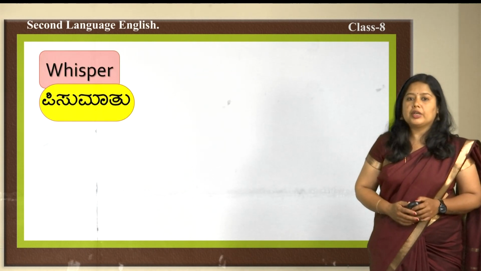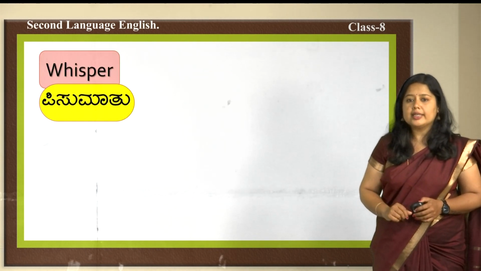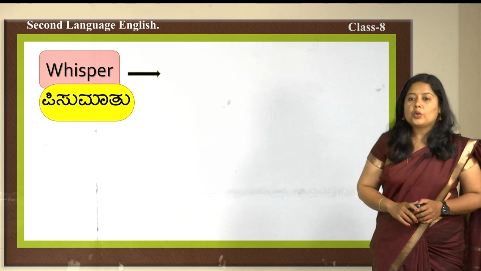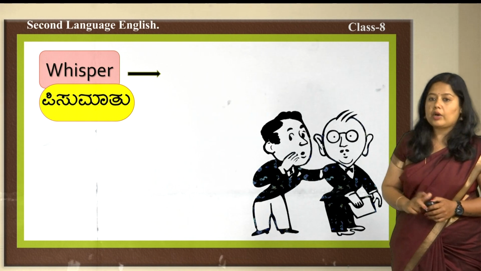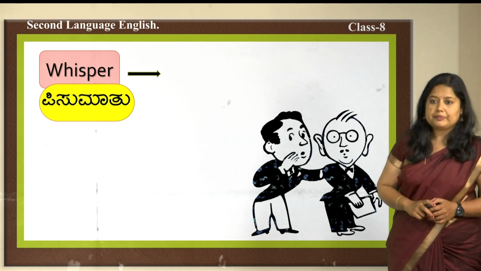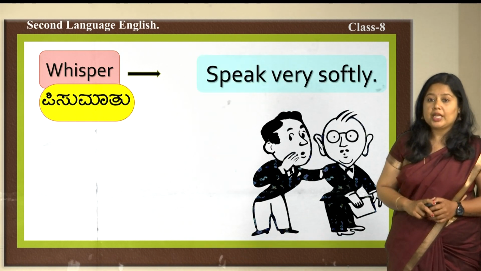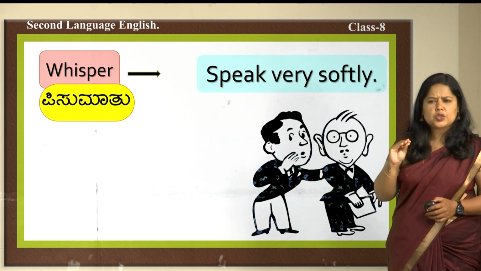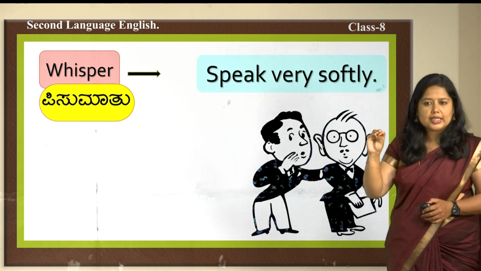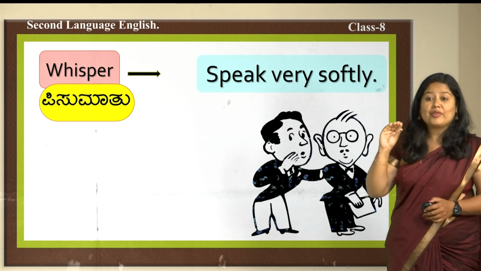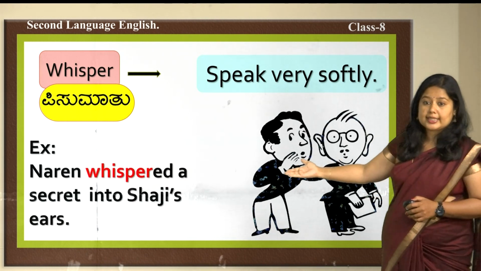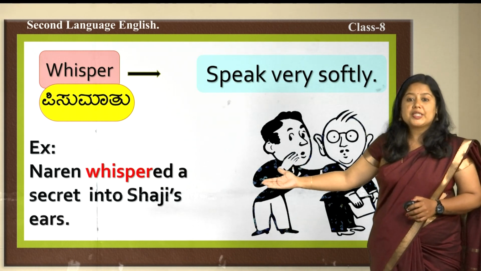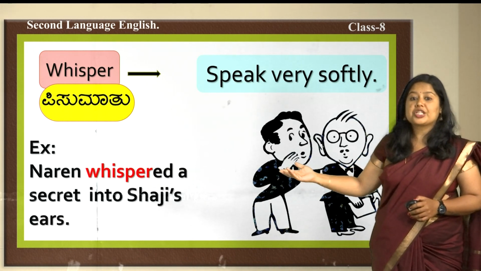Here is our second word, whisper. Whispering is pisumatu. So, how do you explain this? The picture suggests it to you, right? Whisper means to speak very softly in someone's ear, not louder, very softly. How are we going to use it in a sentence? Here is the sentence: Naren whispered a secret into Shaji's ears.